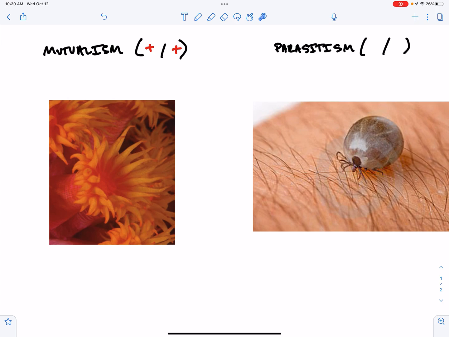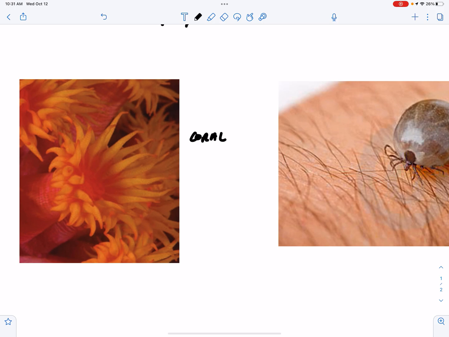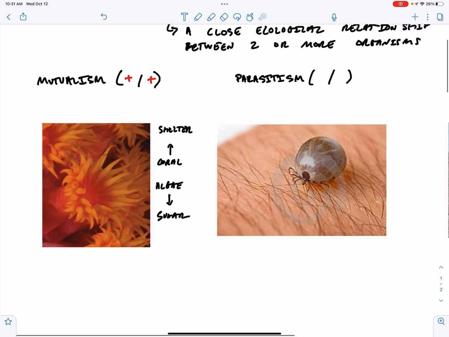It's this dense structure that houses the animal of the coral and also houses a mutualistic algae that is living within the coral. So the coral is providing shelter, and the algae is doing photosynthesis and is providing sugar to the relationship.